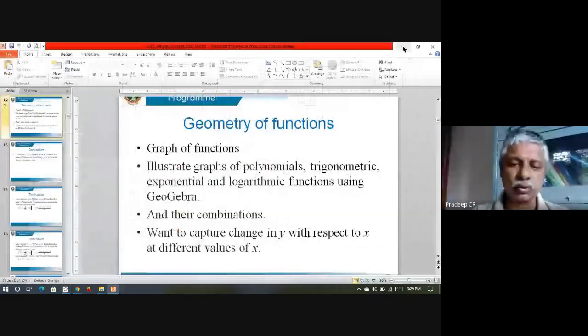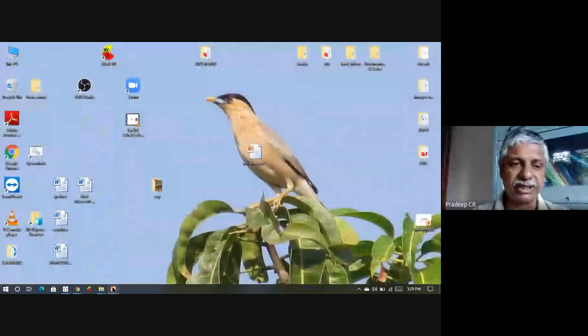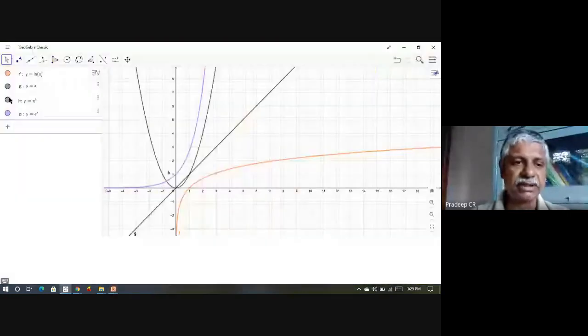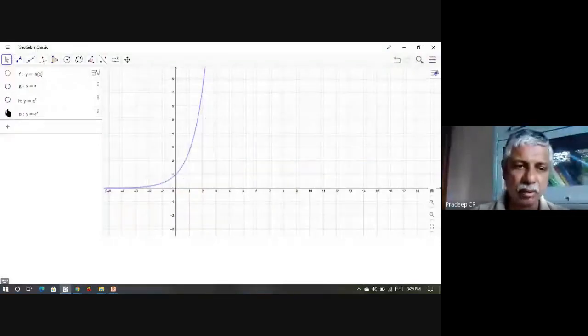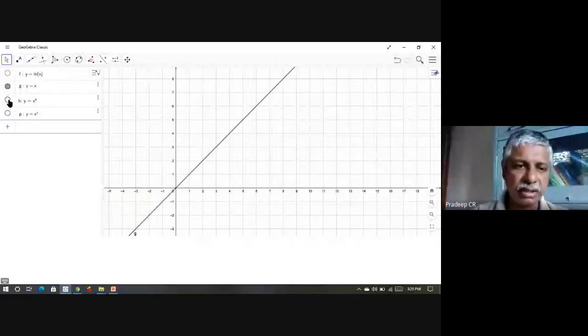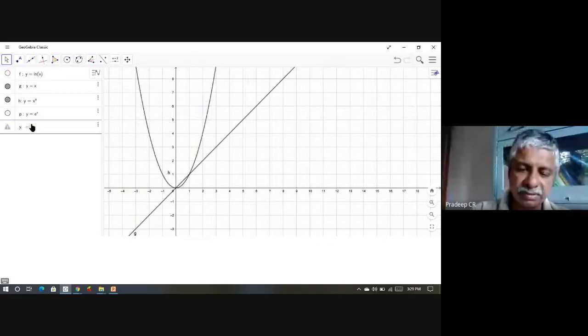And then I also wanted to show you their combinations. I've already shown it, but I did not specifically mention it. So let me specifically mention that. Here it is. For example, I know how y equal to x looks like. I know how y equal to x square looks like. Now I want you to see how y equal to x plus x square looks like.